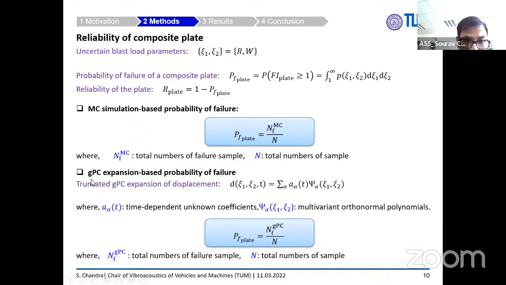And similarly, we wanted to use the GPC expansion. This is the truncated GPC expansion. For the displacement, basically we'll express the displacement as an uncertain response, and from that we determine the stress and corresponding principal stress and check the failure criteria. This A alpha is the unknown time dependent parameter, and this is the multivariate orthonormal polynomial. So we will use regression at each time step and calculate the time dependent unknown coefficient, and we can evaluate the D, that is the response. In the same way, we'll determine the number of failure counts using the Monte Carlo simulation. And then we can calculate the probability of failure, and thus the reliability of the plate.